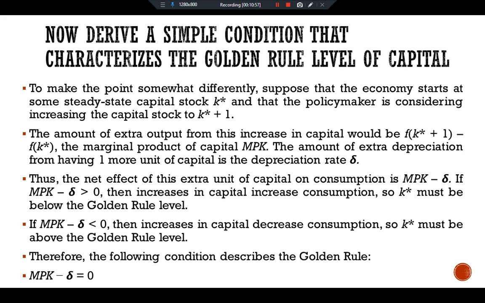As we will see, the policymaker can use this condition to find the golden rule capital for an economy. Keep in mind that the economy does not automatically move toward the golden rule steady state. If you want any particular steady state capital such as the golden rule, we need a particular saving rate to support it. So let's see a graphical presentation of how the saving rate and golden rule can be achieved.